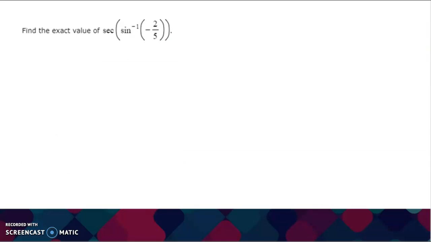Here, again, we're going to look at the inverse sine part first. That is asking for the angle whose sine value is negative 2 over 5. And we're going to call that angle theta. Inverse sine is defined in quadrant 1 and quadrant 4. Since that value is negative, we must be in quadrant 4.